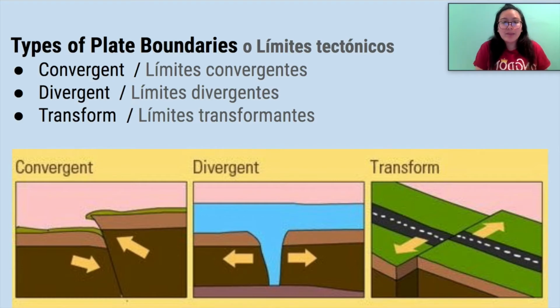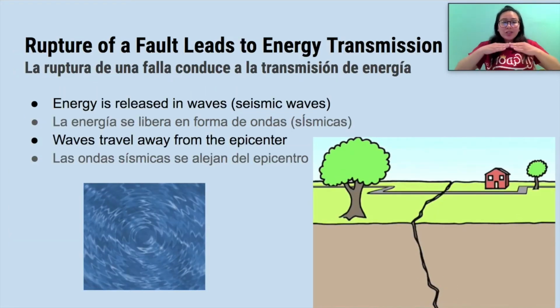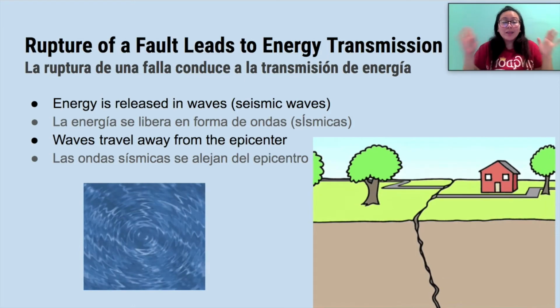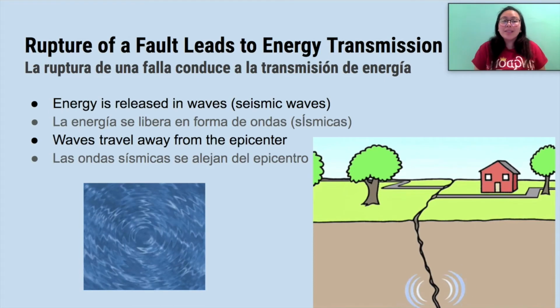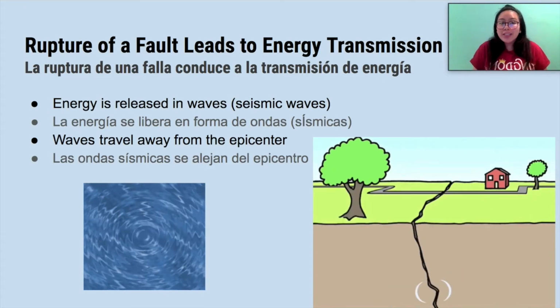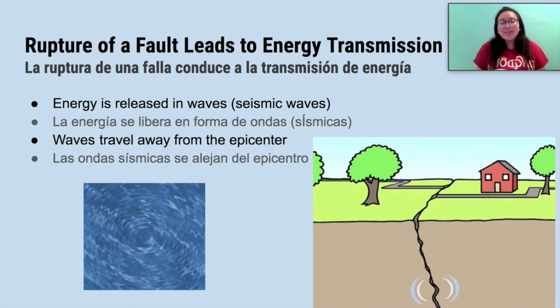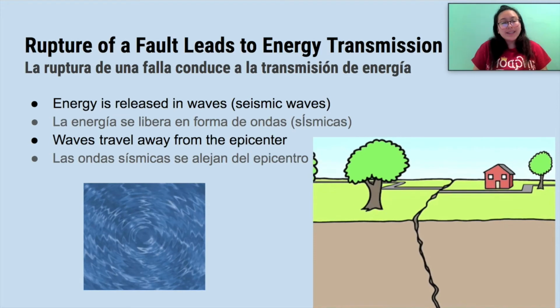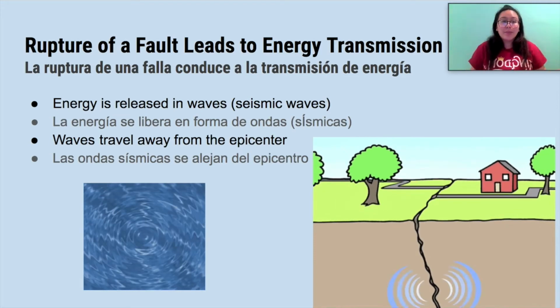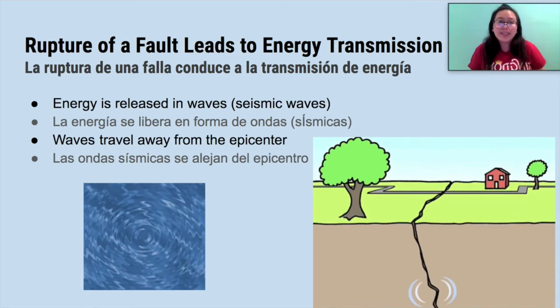The next type of plate boundary is called a divergent plate boundary, and this is where the plates are going away from each other. Finally, the transform plate boundary, where the plates are sliding past each other. When the plates are stuck together, sometimes they break, they rupture. A rupture of a fault leads to energy transmission, which means that energy is released. Usually the energy is released in waves. These are called seismic waves, but they look a lot like the waves or ripples of water. Basically, waves travel away from the epicenter, or away from the initial point of contact.